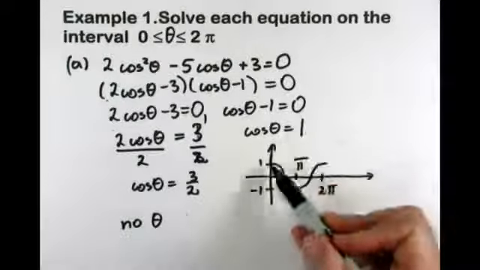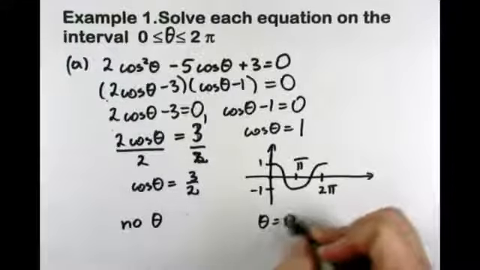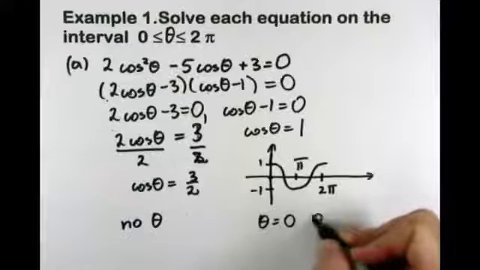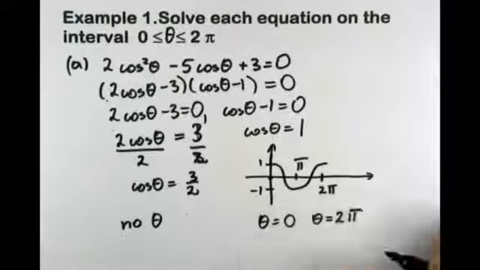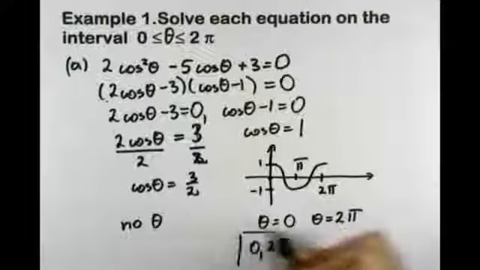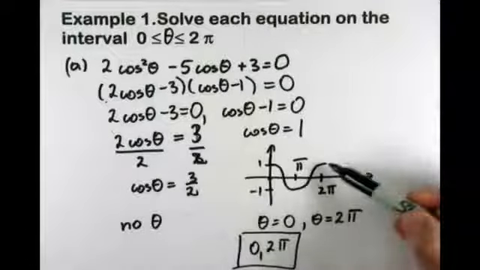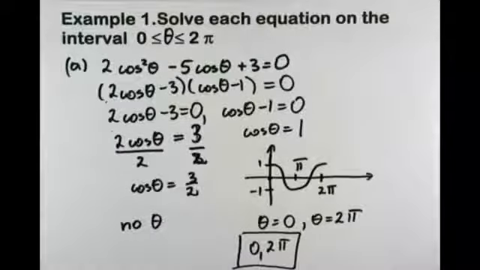For this case, we do have 1, theta is 0 and theta is 2 pi. So the answer for this question is 0 and 2 pi.